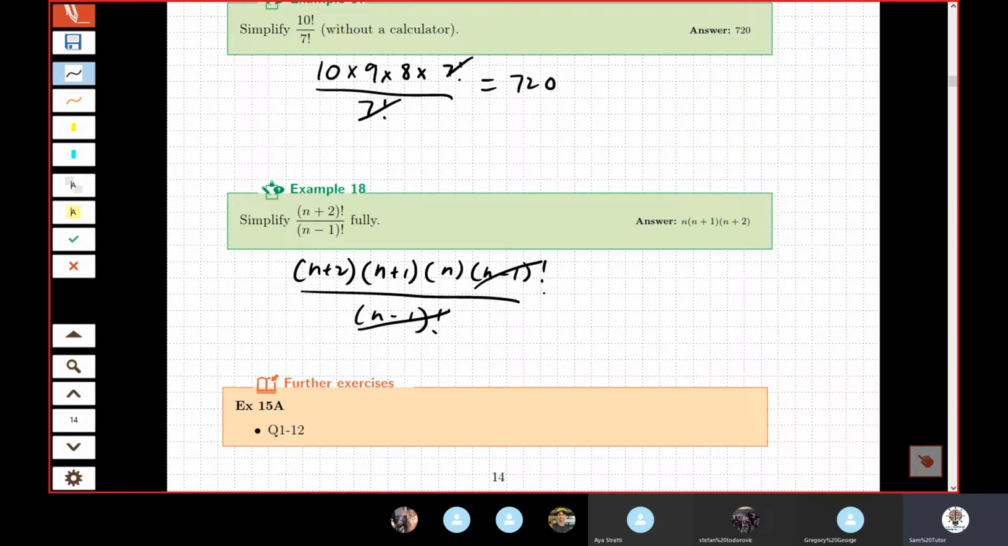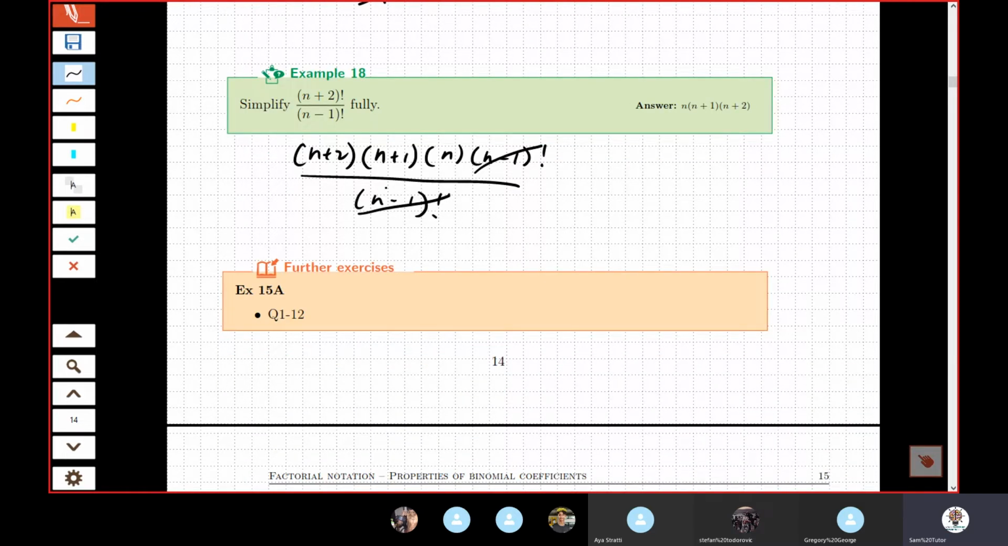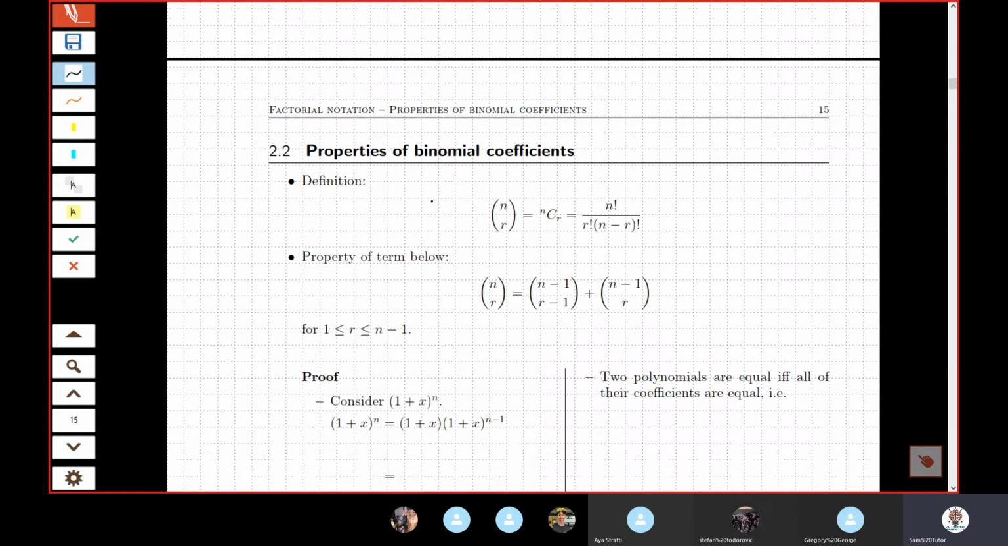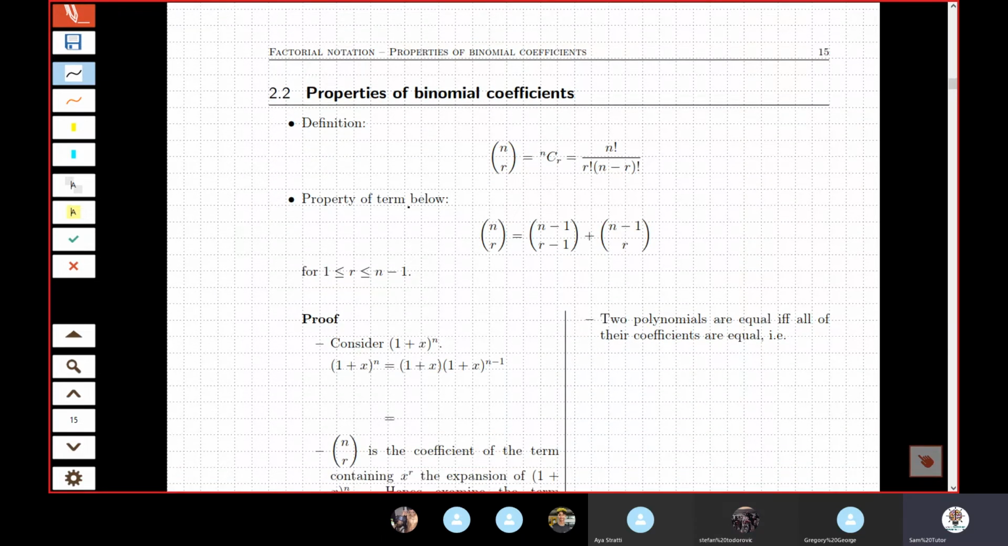Any questions? We've done a bit of this, if you guys remember, I think back in late term 1 or something. Anyways, all good. Okay, properties of binomial coefficients.